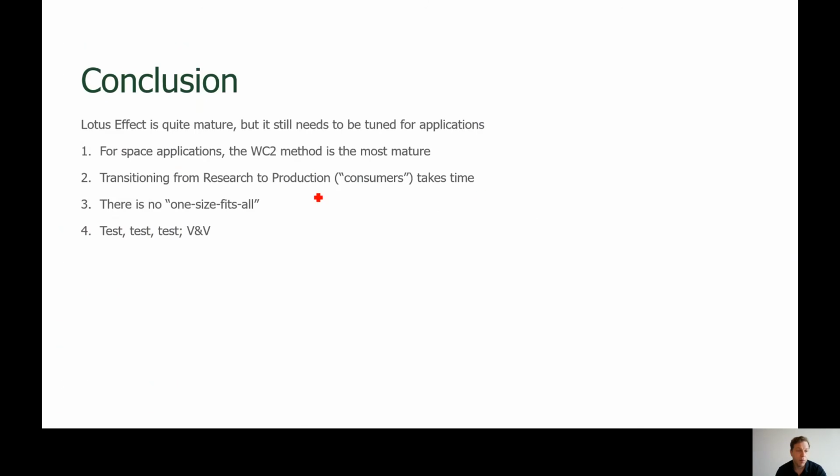And in conclusion, we are quite familiar that the Lotus effect is mature, but it has to be fine-tuned for the specific application. For space applications, the WC2 method previously presented is the most mature and tested. But transitioning from research to production, like consumer-level mass production, takes time, 10 years for a patent. Additionally, there's no one-size-fits-all, so things really need to be tuned for their use case. And then we have to test and do our verification and validation.